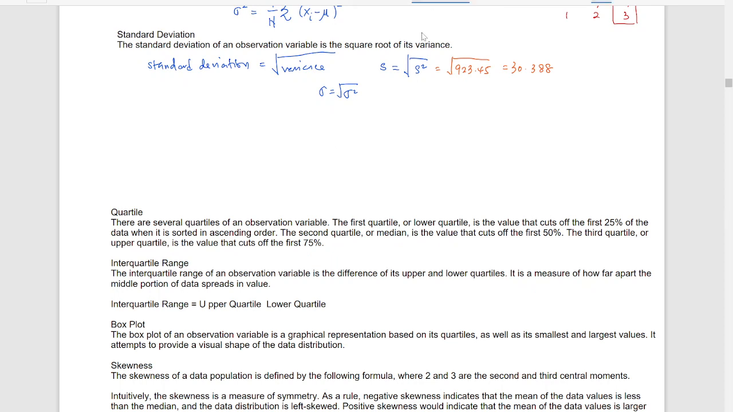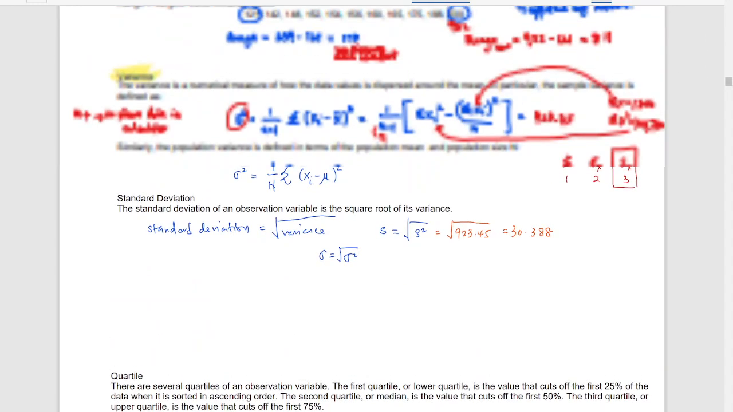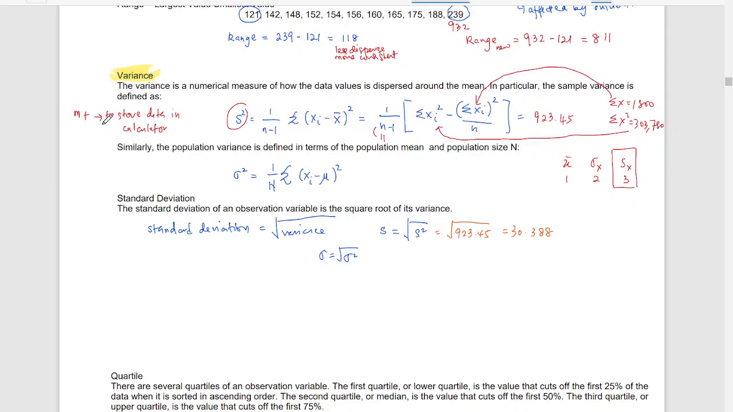Okay, what does this mean? So bila katakan kita ada standard deviation 30.388, how does it relate to the mean value? Because just now bila kita tengok dekat dia punya definasi tadi, kita katakan dekat sini, the variance is a numerical measure of how the data values are dispersed around the mean. Maksudnya di sekitar mean. So if you draw a distribution, something like this.